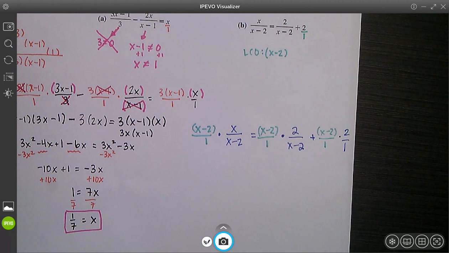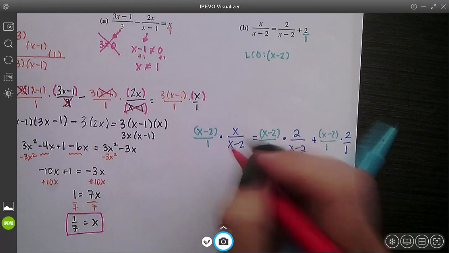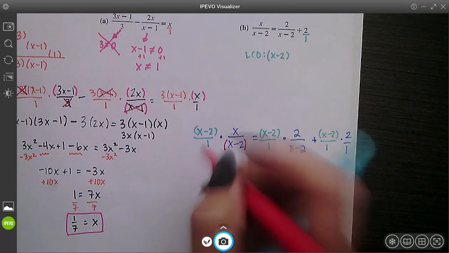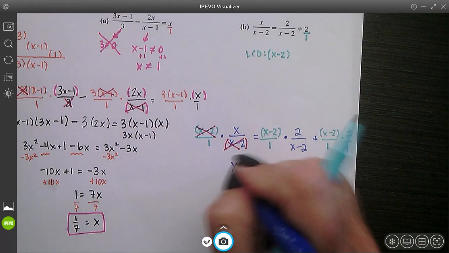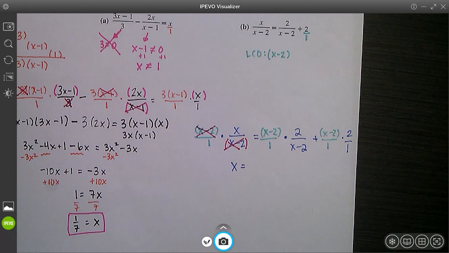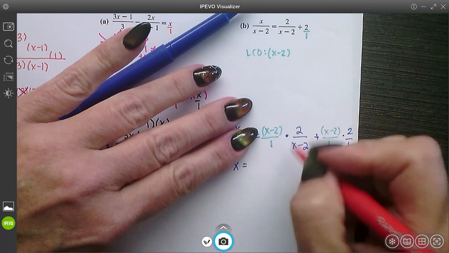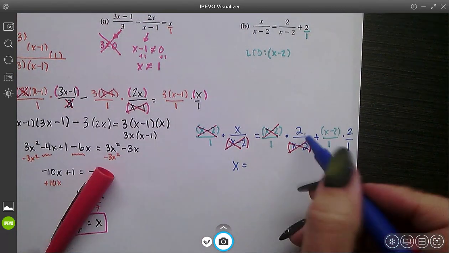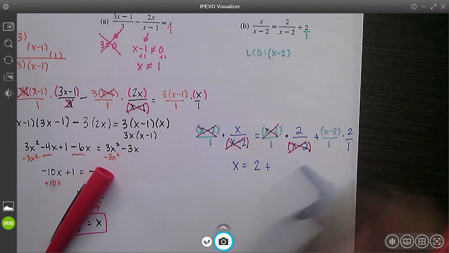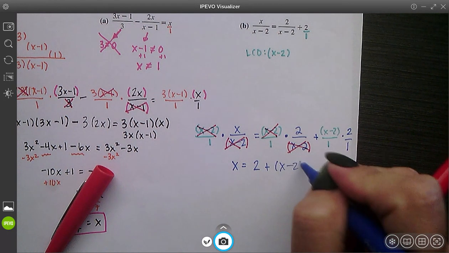And let's see what cancels. In this chunk, the x minus 2 cancels with the x minus 2, because remember that's in parentheses. So cross those off, and then that's going to give me just x in that spot. In the next little chunk here, x minus 2 and x minus 2 again cancel. So I'm left with 2. And then plus, in this chunk, nothing cancels. So I have x minus 2 times 2.